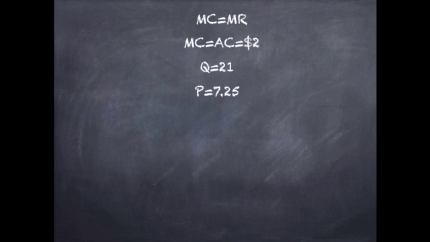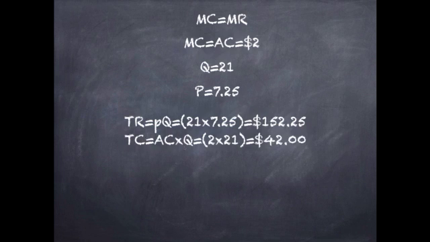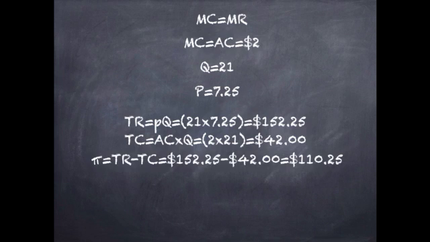Using that information, I can get total revenue. Total revenue is P times Q, so 21 multiplied by 7.25, and it gives us a total revenue of 152.25. Total cost is just average cost multiplied by Q. I know that average cost is equal to 2 and quantity is equal to 21. So 2 times 21 gives us a total cost of 42. And I subtract total cost from total revenue, and that gives me a profit of $110.25.